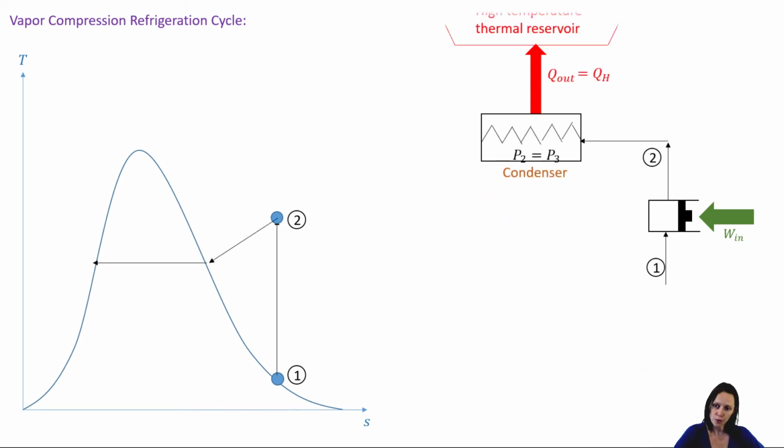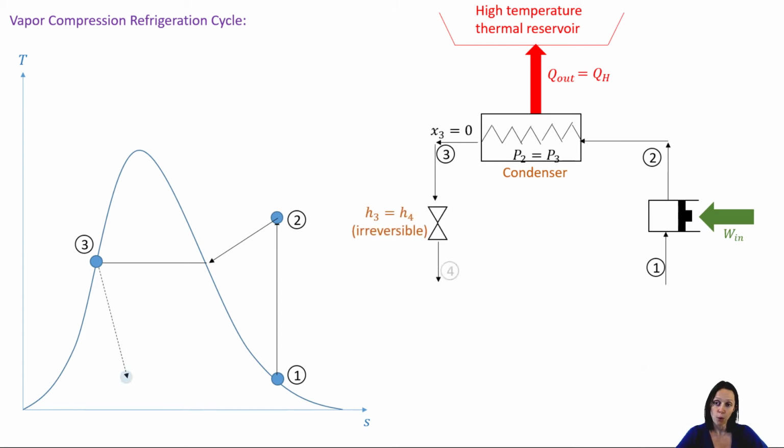Then from 2 to 3, you go through a constant pressure heat rejection process. So P2 and P3 are the same. And since we're going through a phase change from a gas to a liquid, we call this type of heat exchanger a condenser. And it's coming out as a liquid, and unless it's otherwise specified, you can go ahead and assume things are coming out as a saturated liquid if you need to.